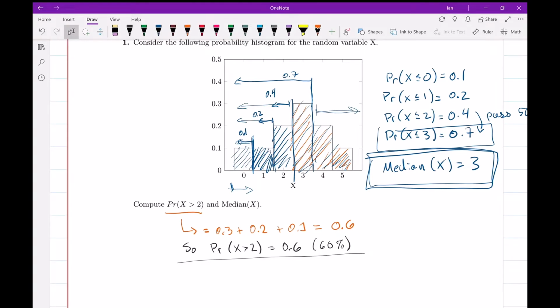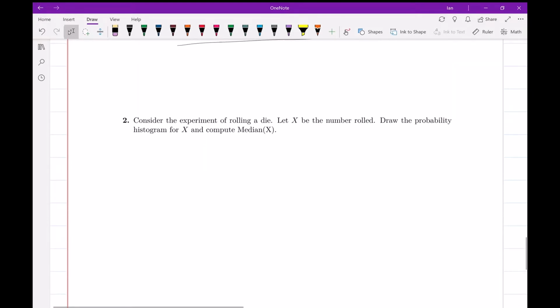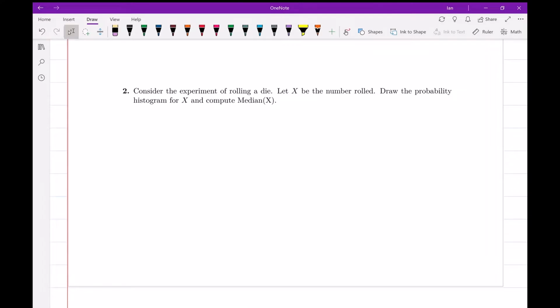Okay, there's that. Now let's consider the next example. So consider the experiment of rolling a die. Let x be the number rolled. There's a nice experiment with a numeric outcome for sure. Draw the probability histogram for x and compute the median value.